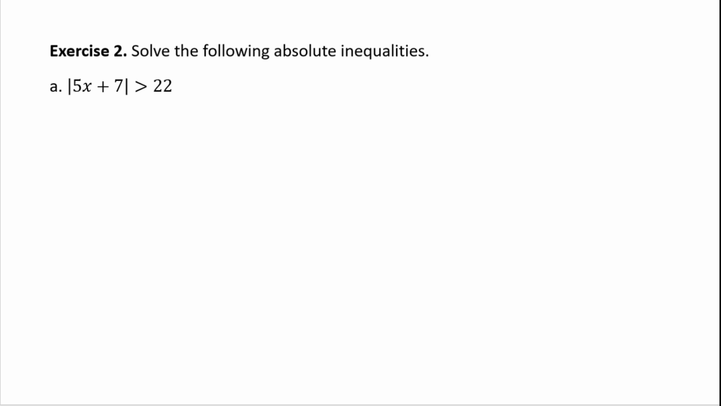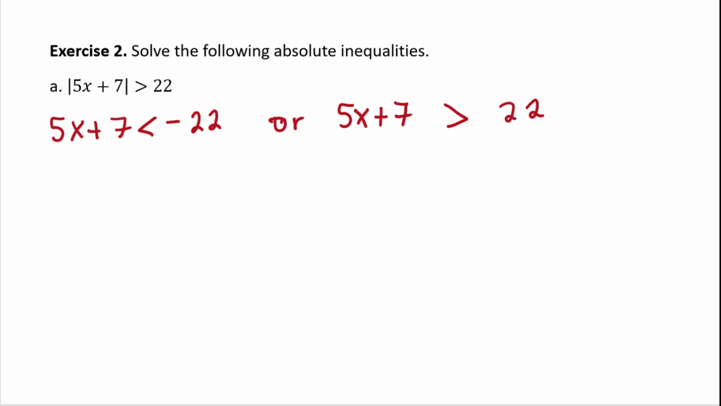The absolute value of 5x plus 7 is greater than 22. When the greater side faces the absolute value, that tells us we have two separate inequalities. They would be either less than negative 22 or greater than positive 22. So the expression is 5x plus 7 is less than negative 22, or 5x plus 7 is greater than positive 22. Now we'll solve each of these inequalities separately.